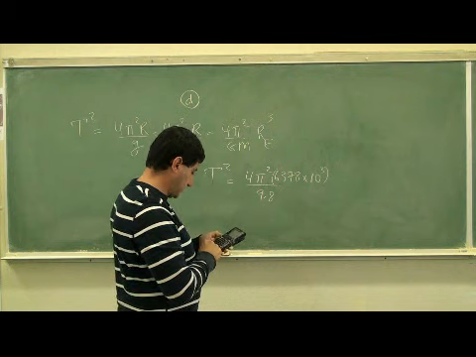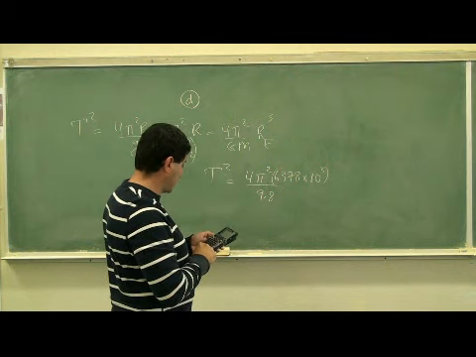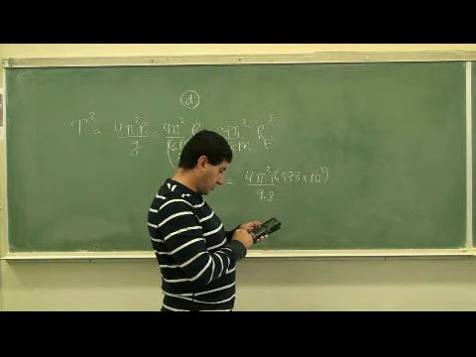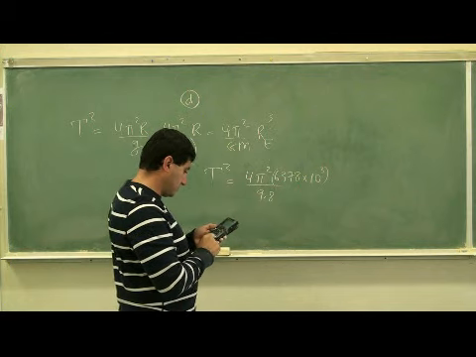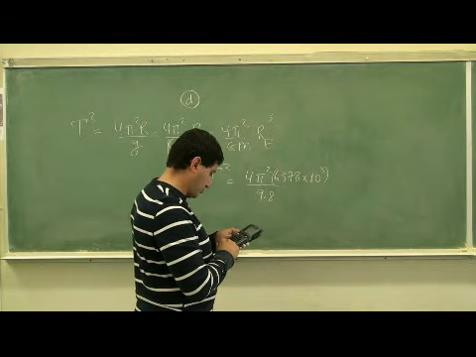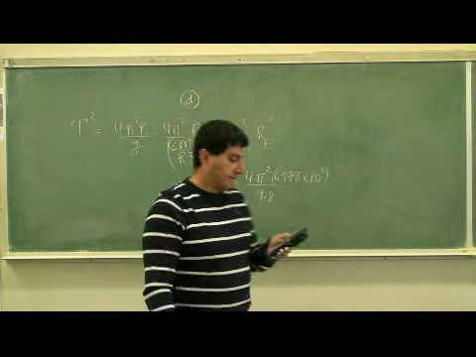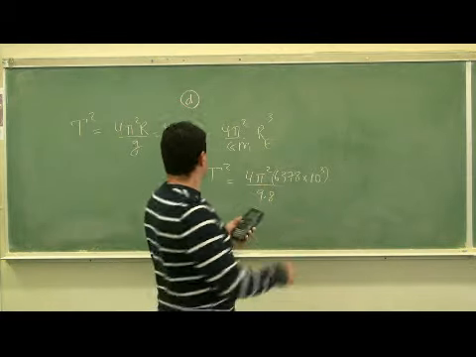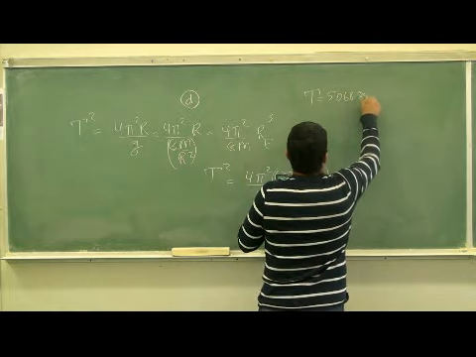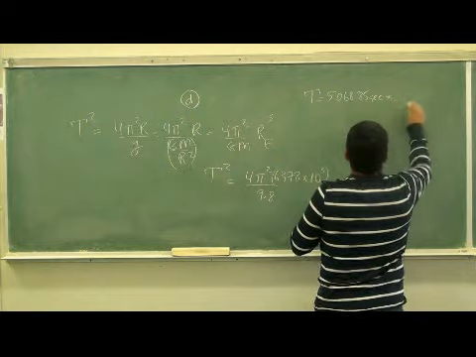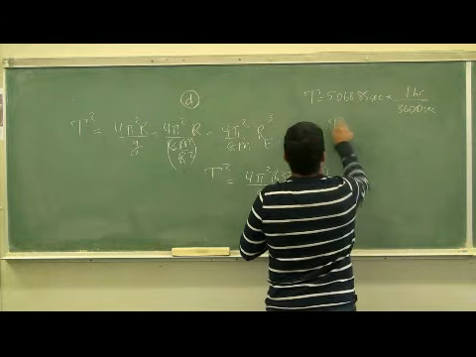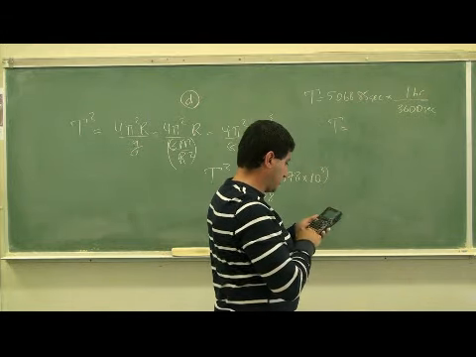4 times pi squared times 6378 times 10 to the power 3 divided by 9.8, and then square rooted, we get 5,068 seconds, period. Then divide that by 3,600 seconds, which is 1 hour. So divide that by 3,600.